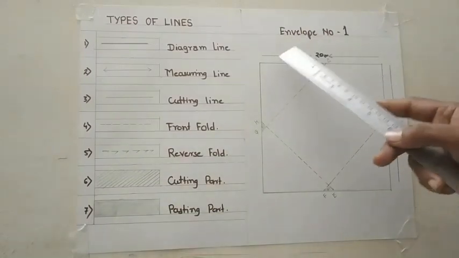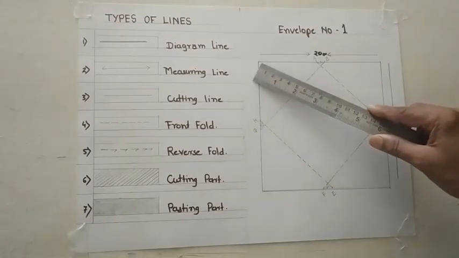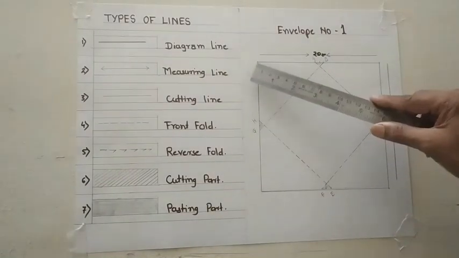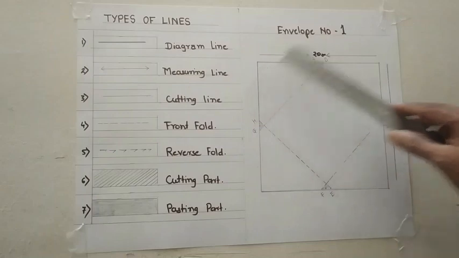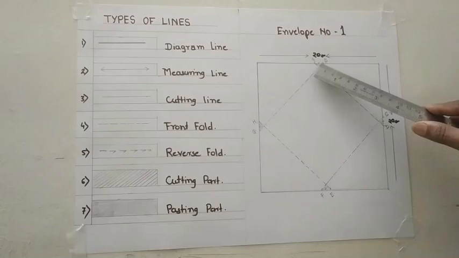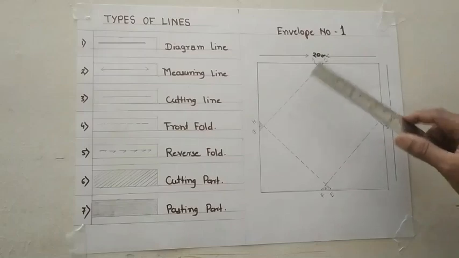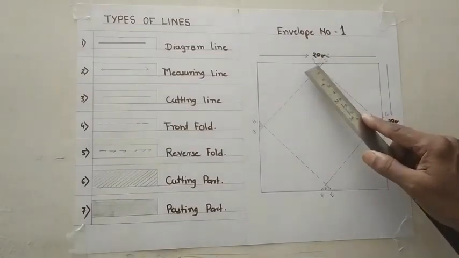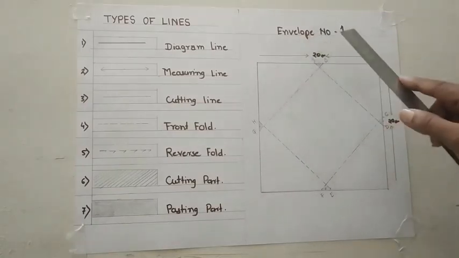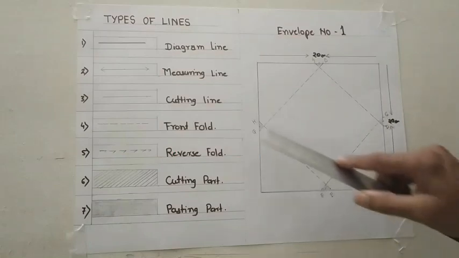Okay. Then envelope number 1. We are learning about envelope number 1. Then you draw a diagram 20 by 20 centimeter. It is a square. Then you take a distance here, 10 centimeter. Mark a point on all 4 sides. Then from this 10 centimeter point, on the right side you take 1 centimeter distance and on the left side you take 1 centimeter distance. On all 4 sides you take 1 centimeter distance on both sides.